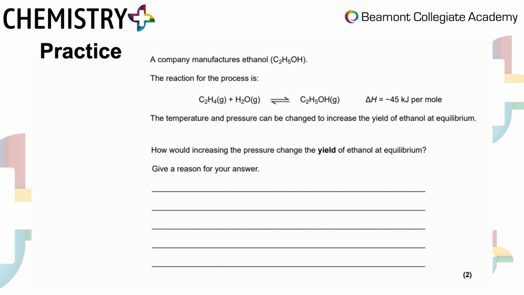Practice 1. A company manufactures ethanol, C2H5OH. The reaction for the process is C2H4 plus H2O gives you C2H5OH. The temperature and pressure can be changed to increase the yield of ethanol at equilibrium. How would increasing the pressure change the yield of ethanol at equilibrium? Give a reason for your answer. It's a 2-mark question. We're looking for 2 bullet points. Pause your answer and have a go.